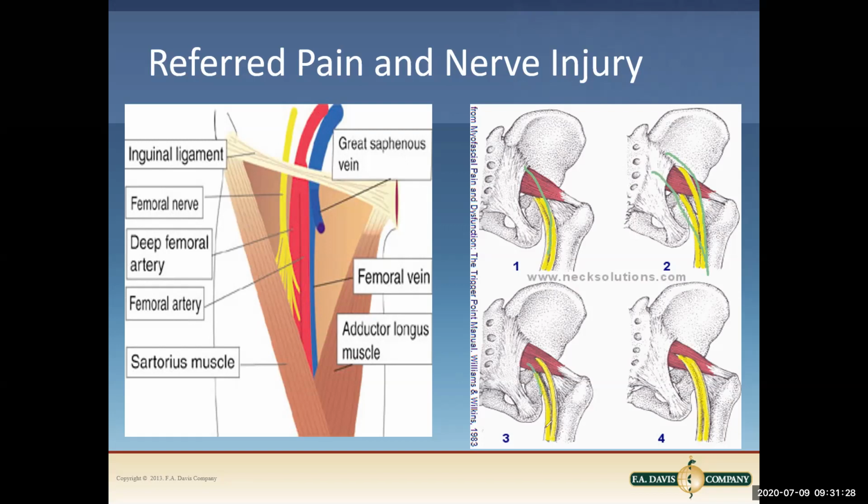Here we have one that passes through and under. And then here we have the one where the sciatic just passes through the piriformis. All these are possibilities for your sciatic nerve, because the sciatic has those two little branches of it.